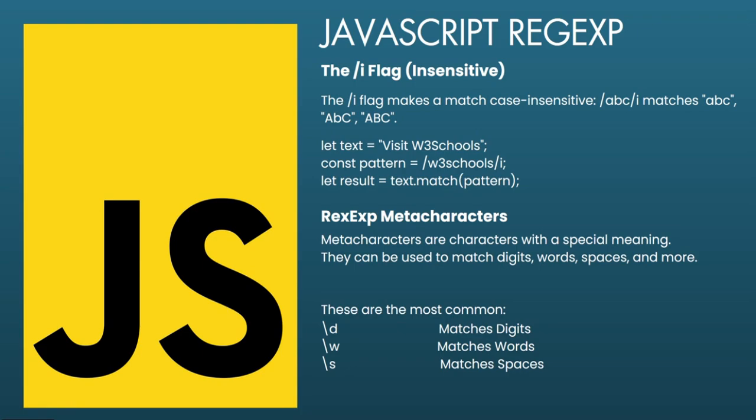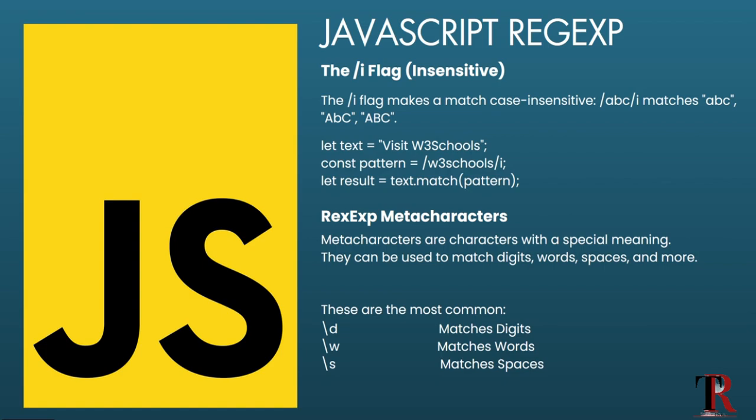The I flag makes a match case insensitive in regular expression. So when you pass the I flag as part of your expression, it makes it case insensitive. So /abc/i matches small letter abc, capital A, small letter b, and capital C, and all caps ABC. So an example that we're going to be considering is right here on the screen.